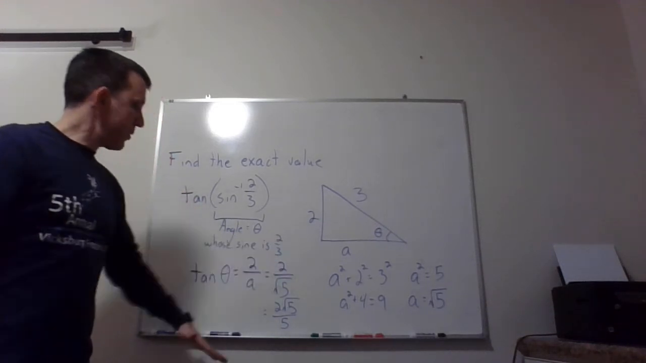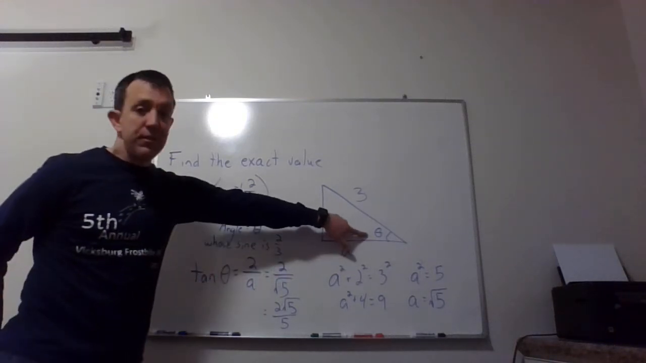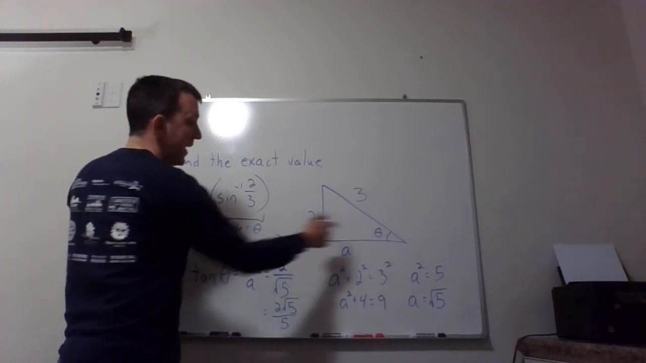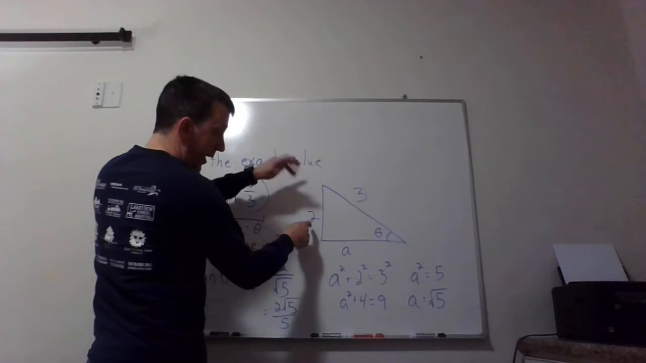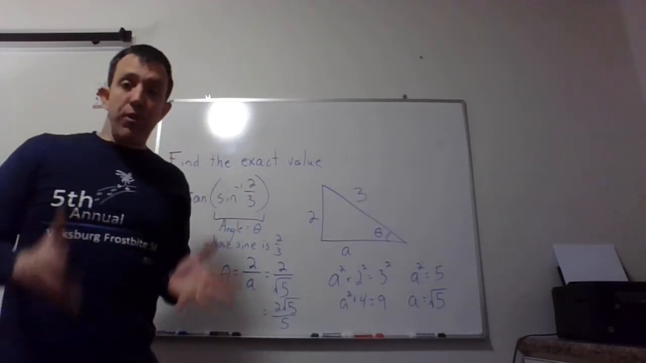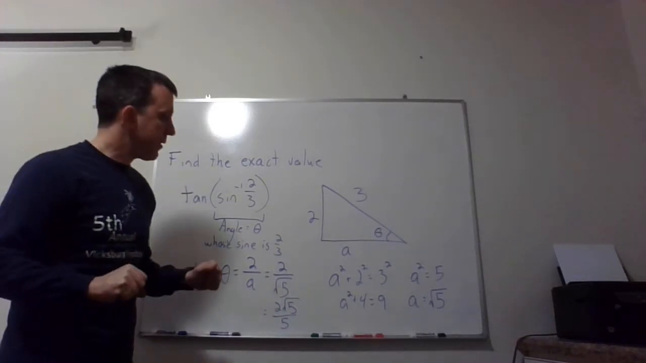I have some more stuff written here, but let's go over to my triangle. So the sine of this angle is 2/3. I'm drawing a triangle, taking advantage of the fact that I know that this angle is such that its sine, the opposite over hypotenuse, is 2/3. So I can draw a triangle. We've basically done this problem before. We just haven't seen it look like this.